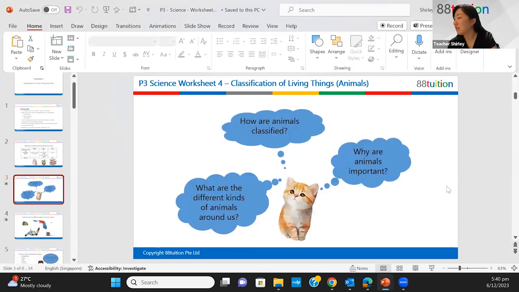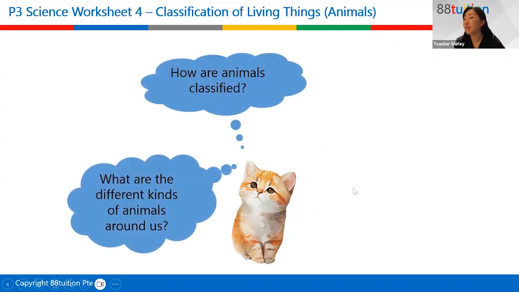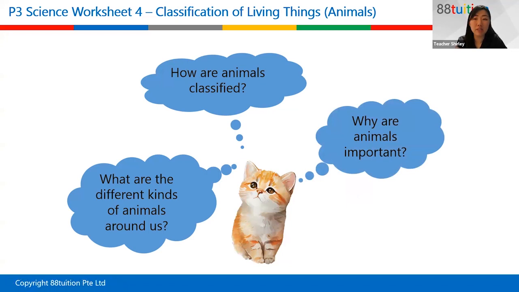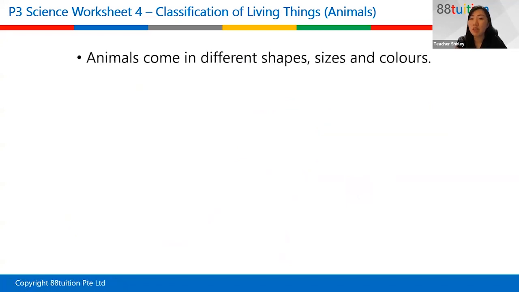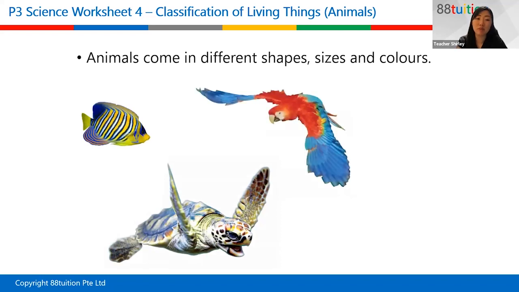Okay. So things like, for example, how are animals classified? Why are animals important? What are the different kinds of animals? These are things that we should think about. Okay, I'm going to go through a little bit quicker, because this one is quite self-explanatory, right? They come in different shapes, sizes, and colors. Okay. This is important. You do need to know the different groups of animals.